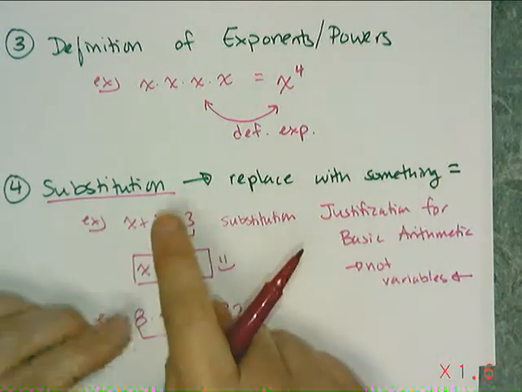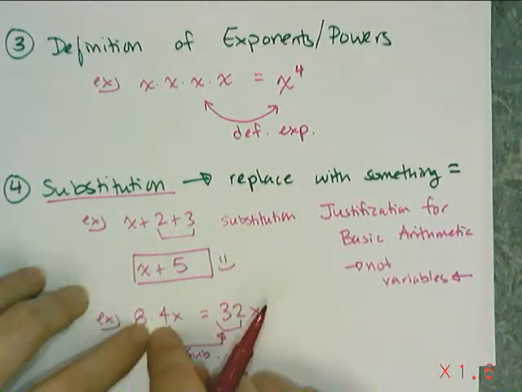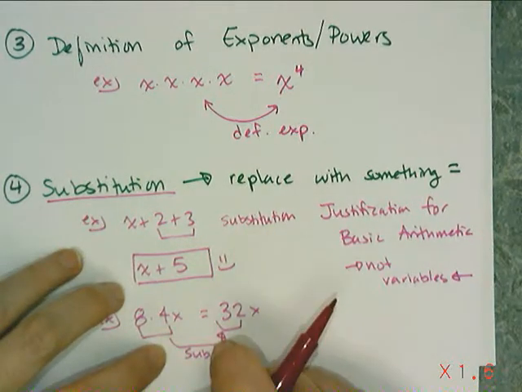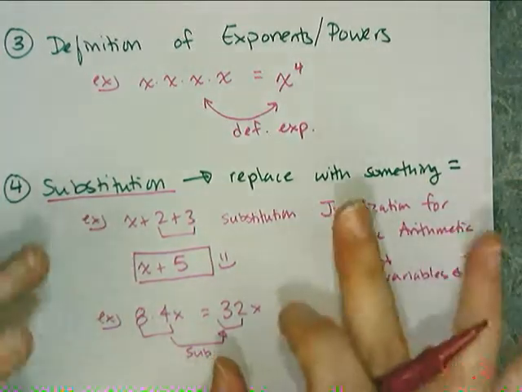No variables, like I'm not adding 2x and 3x, I'm adding 2 and 3 to get a 5. I'm multiplying 8 and 4 to get a 32. Those are examples of substitution because I'm replacing with something that I know is equal. So those are our basic definitions.